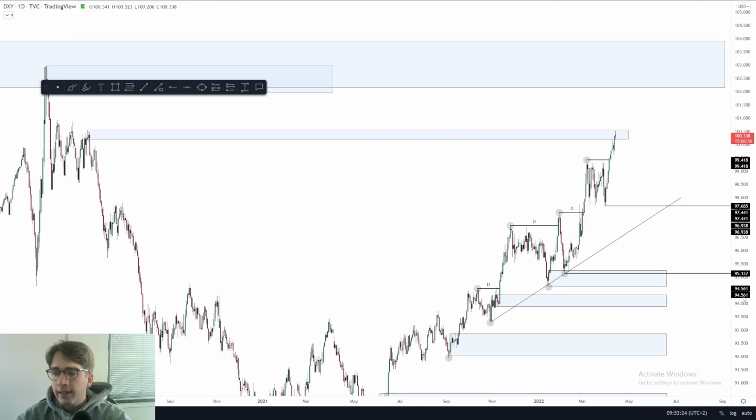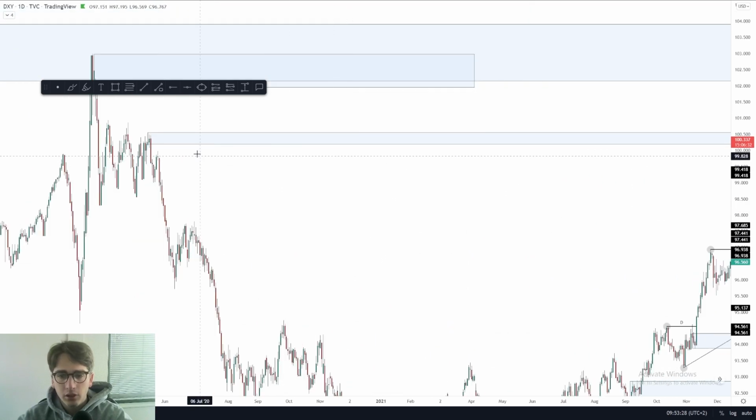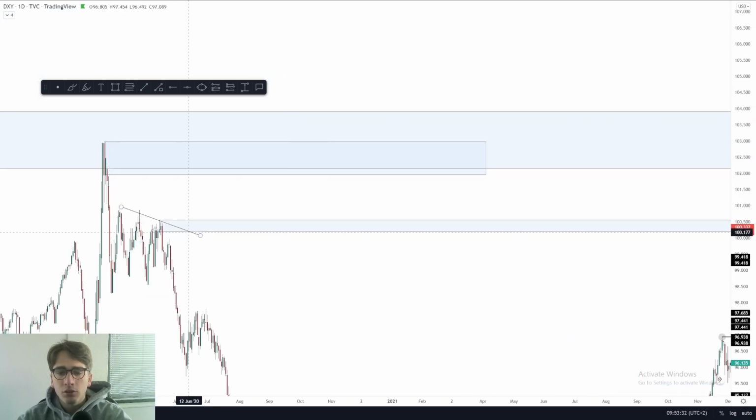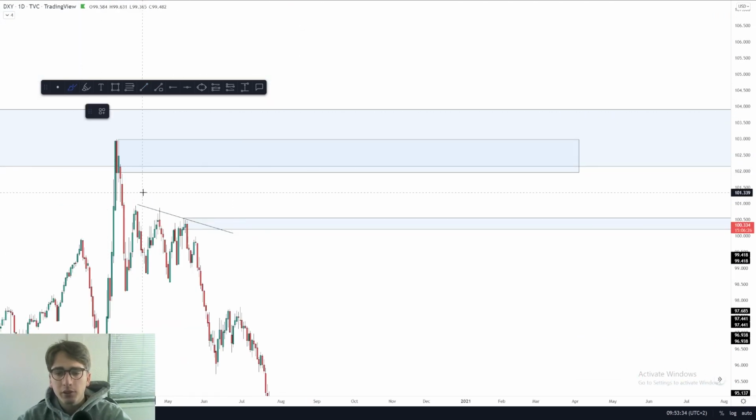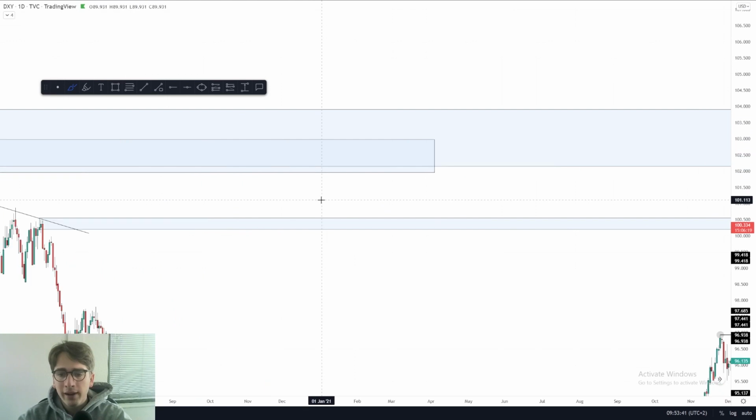Starting off with the dollar index, it is currently located in supply, and we have seen some sort of a slowdown. However, for now it seems that the dollar index wants to dive above these equal highs, which are situated over here, and potentially even tap in towards this higher area of supply. So that's currently what we're going to be waiting for.